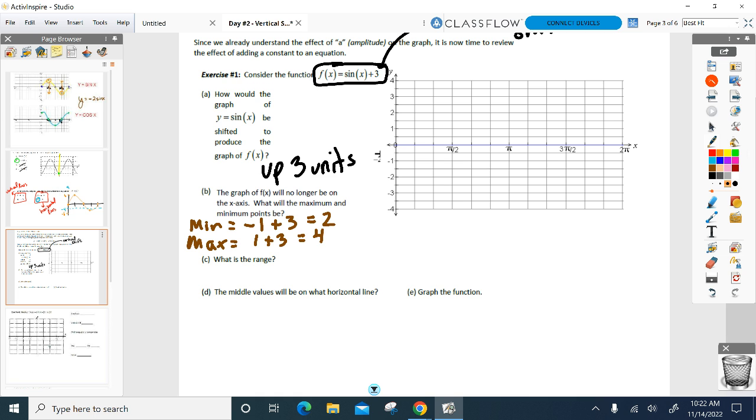Meaning, what's going to be my range now? We talked on Friday. Range, y values from what to what? Our range is going to go from 2 to 4. What do I put it in? Parentheses or brackets? Range. Brackets. So the smaller number always goes first. 2, comma, 4.